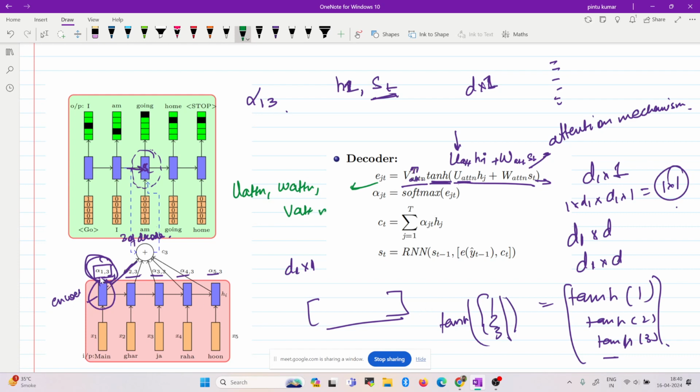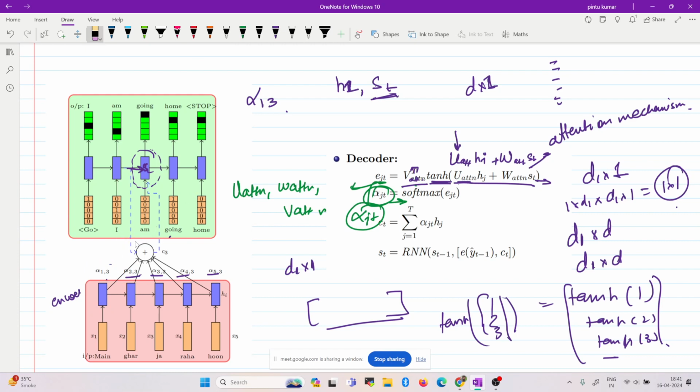Okay. Now you have obtained these weights. Let's call them EJT right now. What we want to do is scale them between 0 to 1. So whatever values they have, we want to scale them between 0 to 1. To do so, we apply a softmax layer to obtain alpha JT. Okay. Now alpha JT is your final weight for your attention.